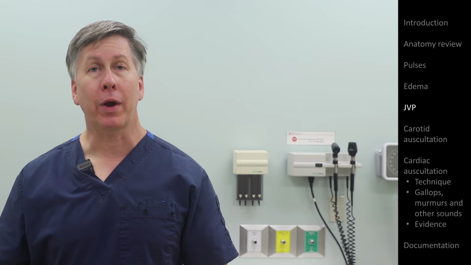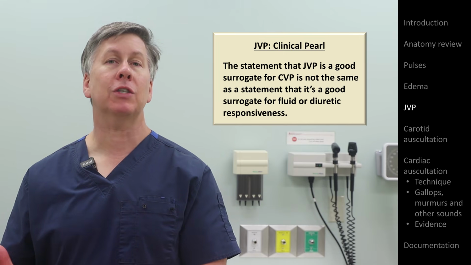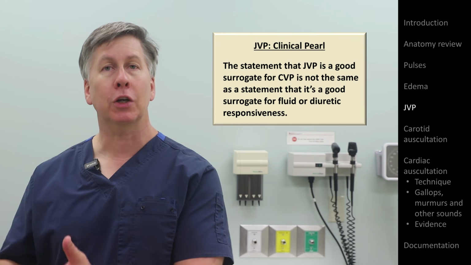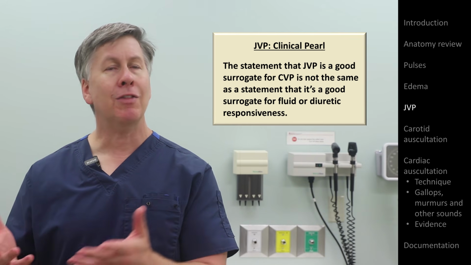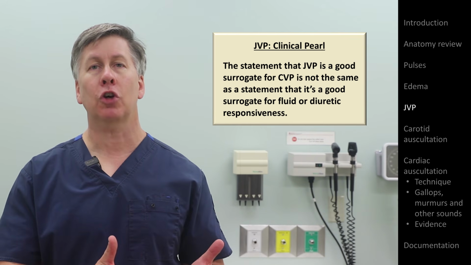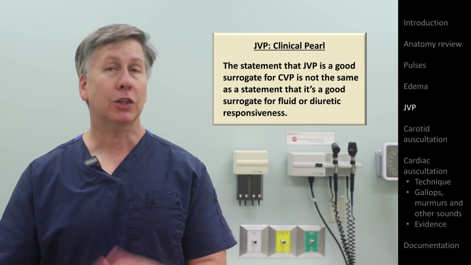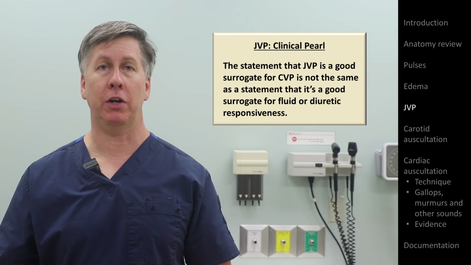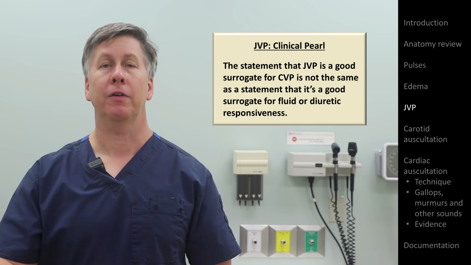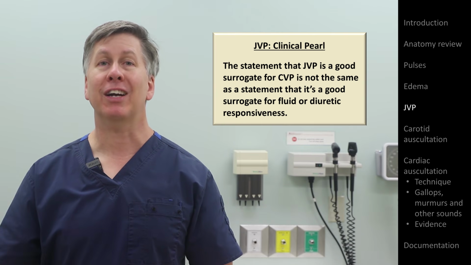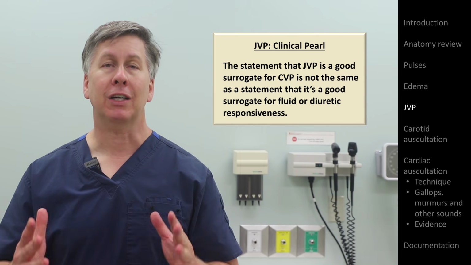An important point of which most non-critical care docs are unaware, there's a difference between saying that the JVP is a good surrogate for CVP and that the JVP is a good surrogate for determining fluid or diuretic responsiveness. A discussion of this distinction is outside the scope of this video, but in extreme brief, the JVP is more helpful for diagnosis than it is for guiding management.